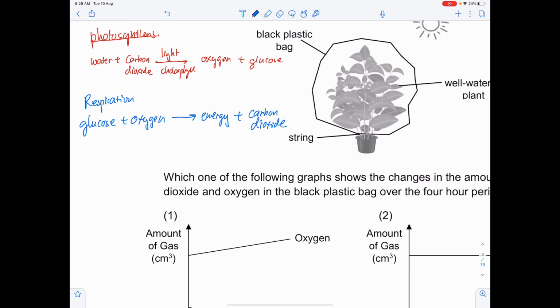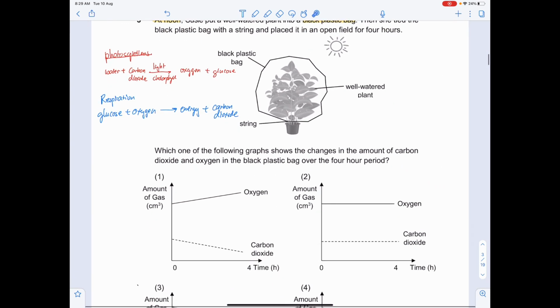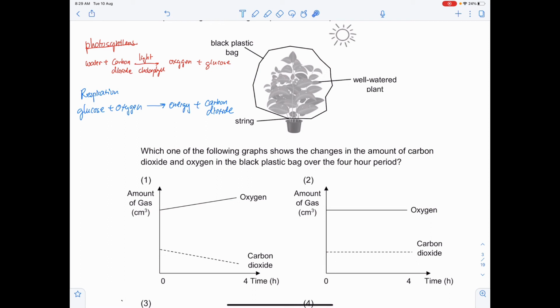Now, it is important to recognize that this process of respiration happens in all living things, and plants are also included. For plants, it is important to correct this misconception. Students tend to think that in sunlight, plants do not respire. This is absolutely not correct. Why? Because your plant is a living thing, so it will respire 24 hours.